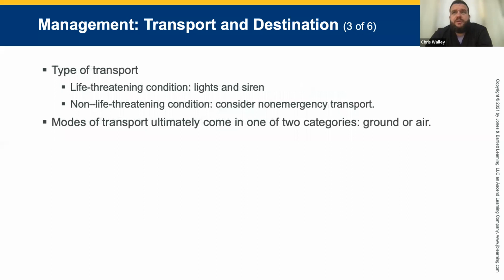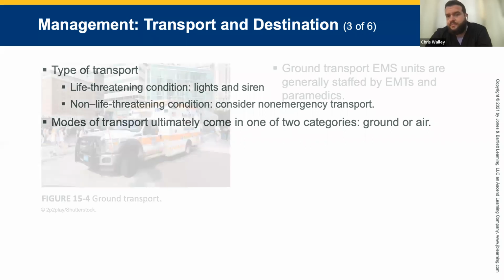Type of transport: life-threatening conditions get lights and sirens. If the patient is not in critical condition, we can go without lights and sirens. Modes of transportation, obviously, there are two ways. You can go by ground or you can go by air. There's really no other way to describe those two modes.